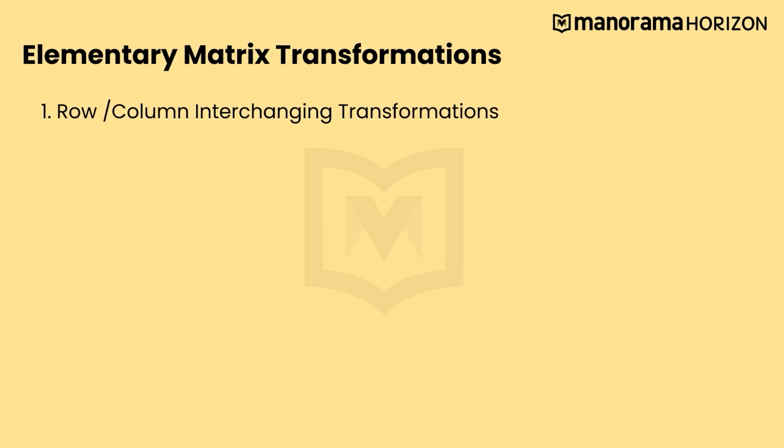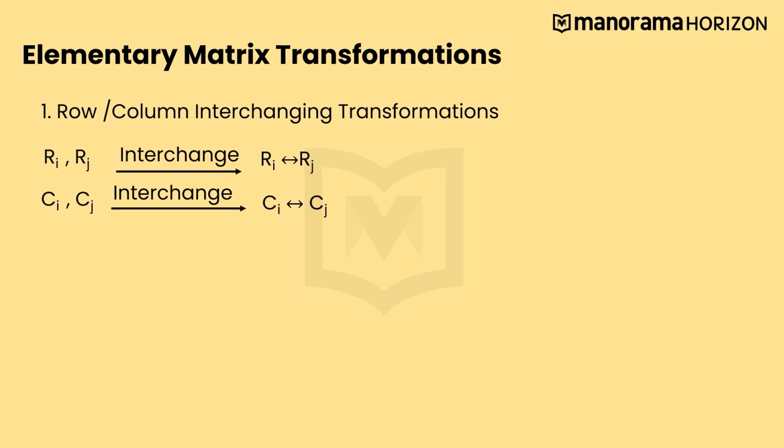First one, that is row or column interchanging transformation. This type of transformation aims at interchanging a row or column within the matrix with another row or column. That is, interchange of ith and jth row is represented by Ri tends to Rj, and the interchange of columns is represented by Ci tends to Cj.